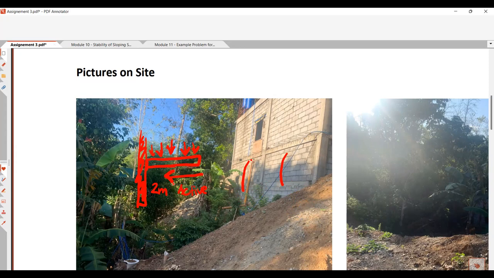Okay, so the proposed solution is to provide a backfill, okay, along the perimeter of the structure. So kailangan mag-provide ng backfill dito para magkaroon ng passive side, okay? Somewhat yung active, and the difference between the active and passive side is hindi ganun kalaki, para ma-contradict yung lateral pressure on the active side. Okay?